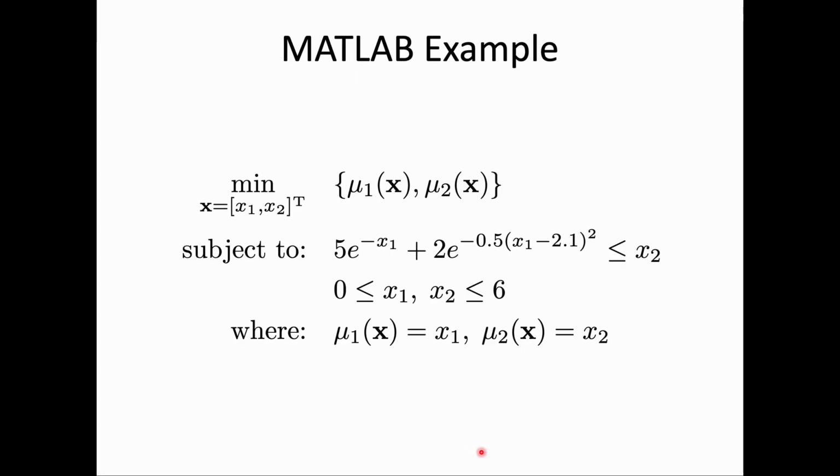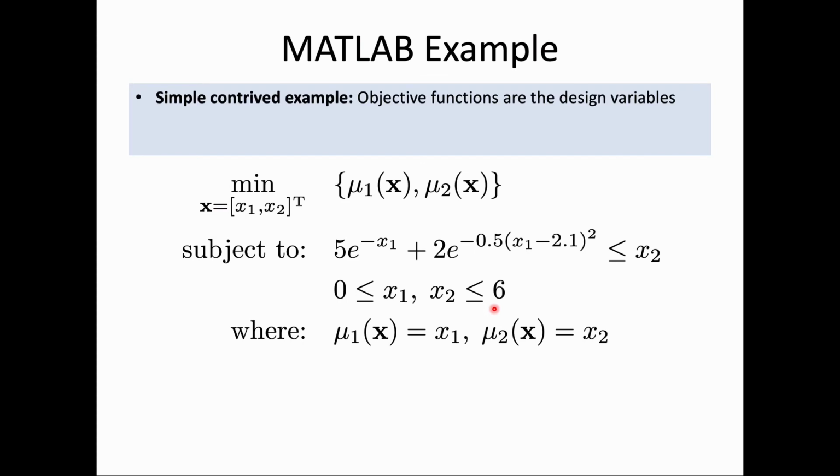Let's have a look at a specific example problem. This is a Matlab example out of the textbook. Here we have two objective functions. We have a very nonlinear inequality constraint, and we have some simple variable bounds. Both x1 and x2 have a lower bound of 0 and an upper bound of 6.